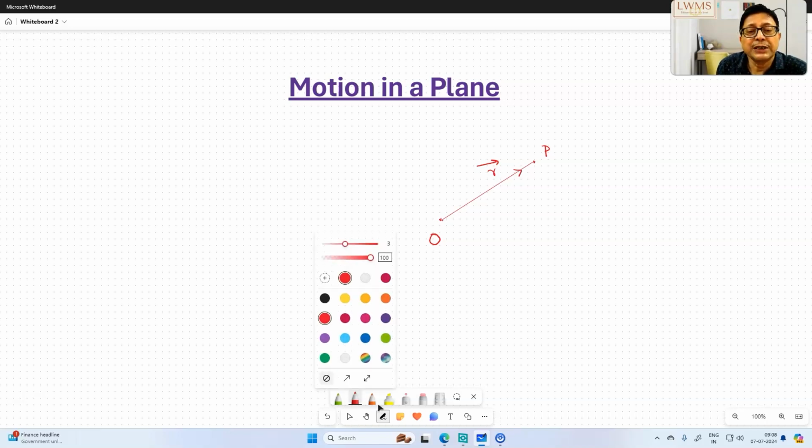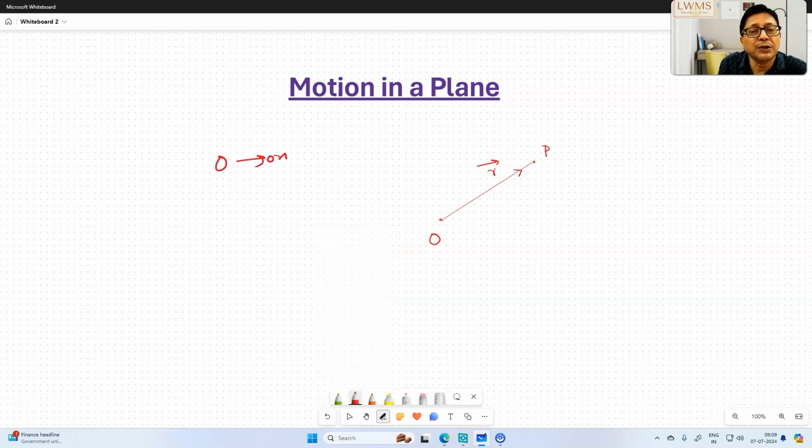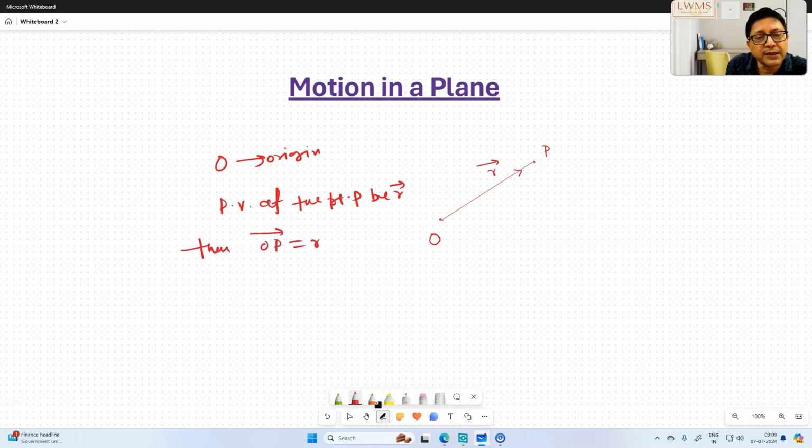Okay? So if the position vector of a point P is R with respect to the origin, then vector OP is R. This is always true. The origin you can take anywhere. From there, if a vector is directed from O to P, then this will be R.